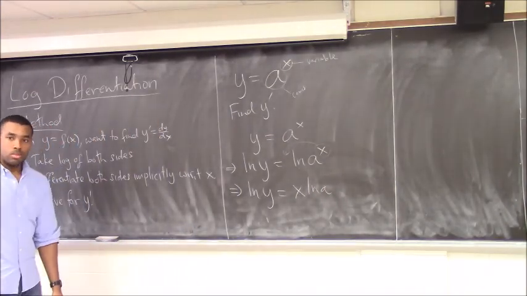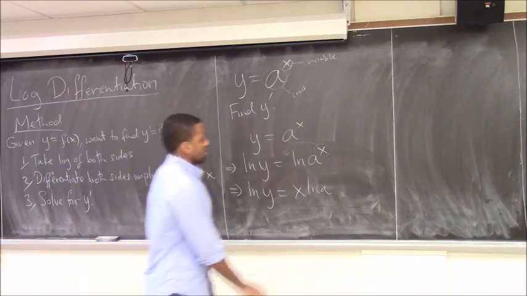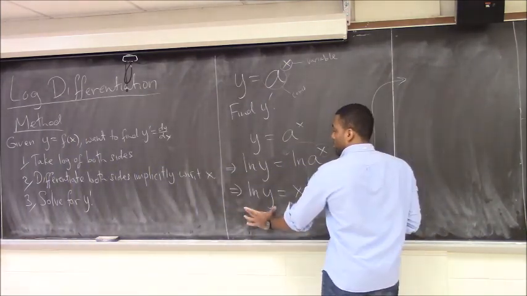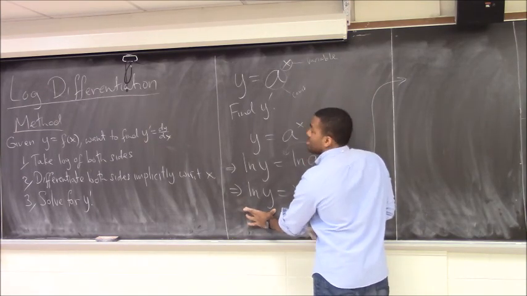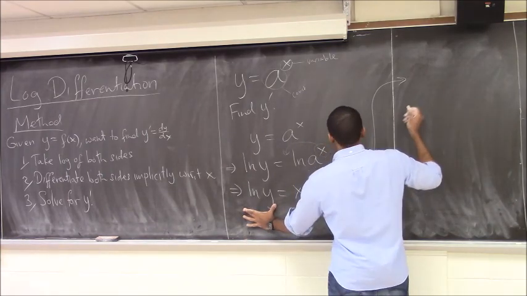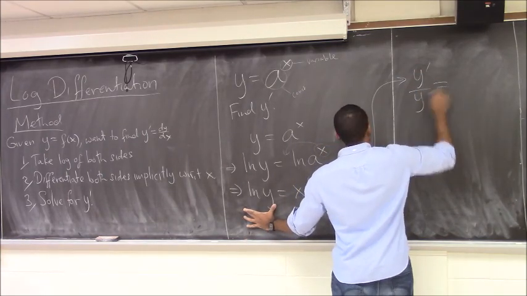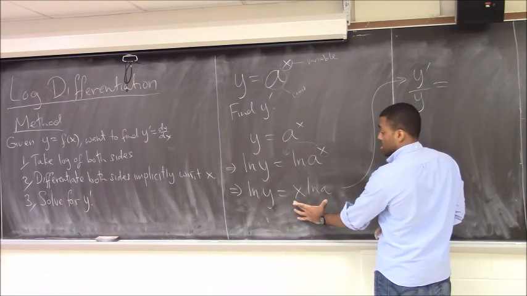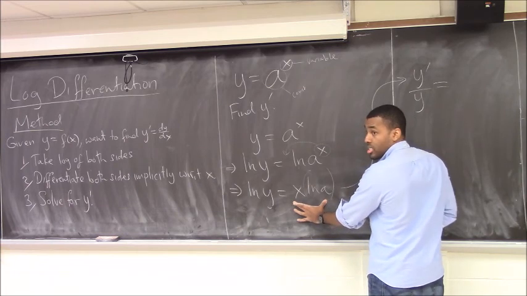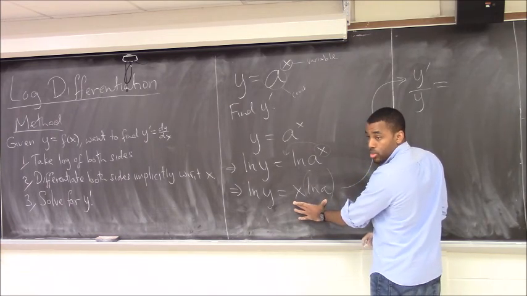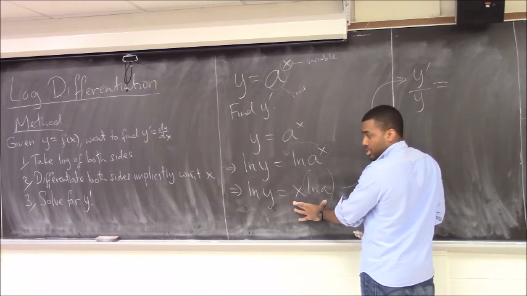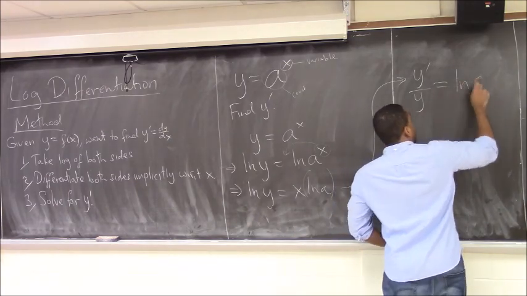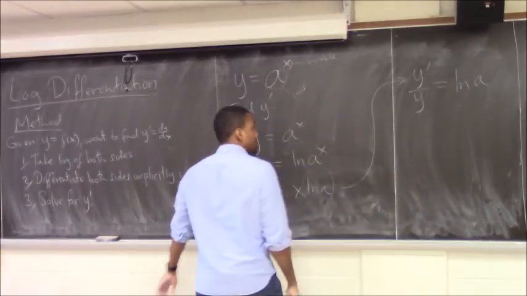Now, what I can do is differentiate this. What's the derivative of ln of y? 1 over y times y prime. Implicit differentiation takes effect, the chain rule here, so it's y prime over y equals this side. You're thinking too complicated. ln of a is a constant, because a is a constant. You have a constant times x. What's the derivative of a constant times x? 1 times the constant, so it's just a constant. Yeah. The derivative of a constant times x is just a constant. So that's the derivative of that side.